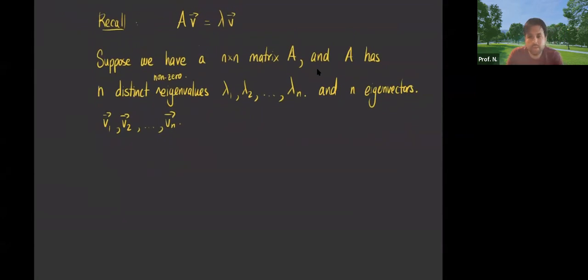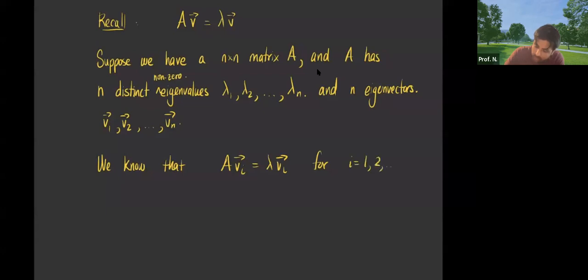So guess what we're going to do? Well, what do we know from here? We know that A vi is equal to lambda i vi, for i going from 1 all the way to n.